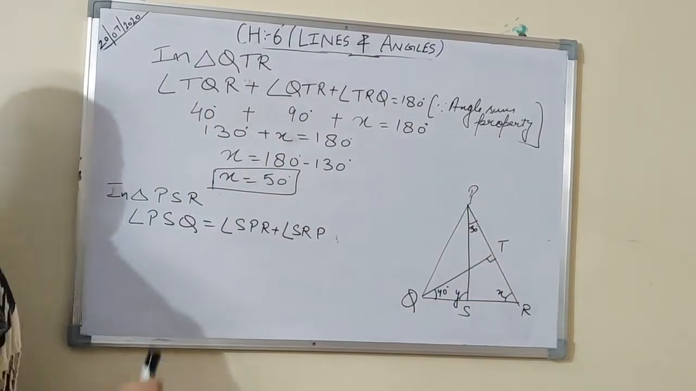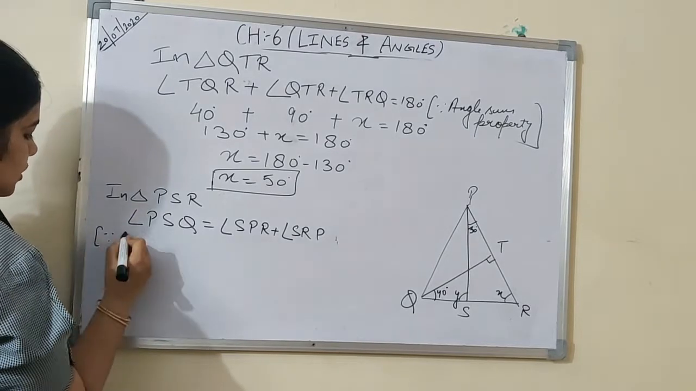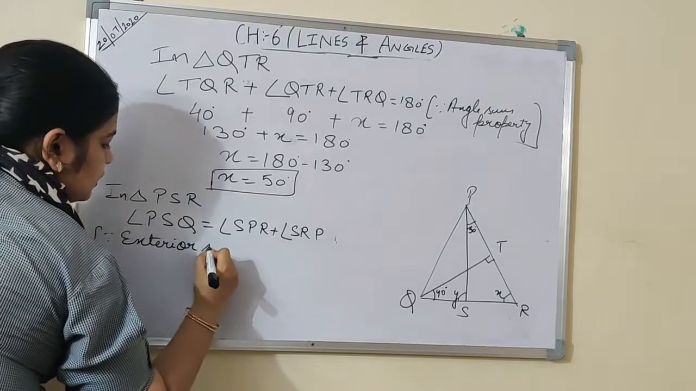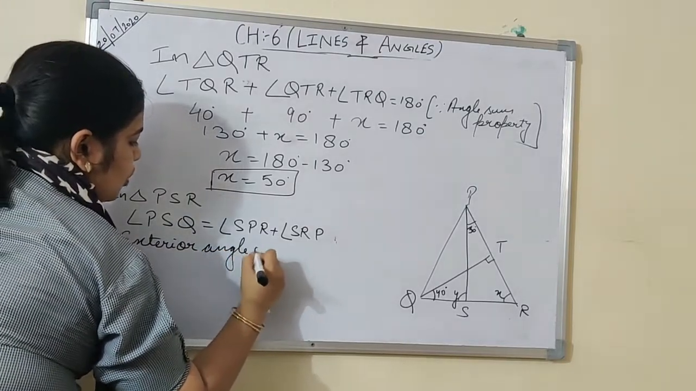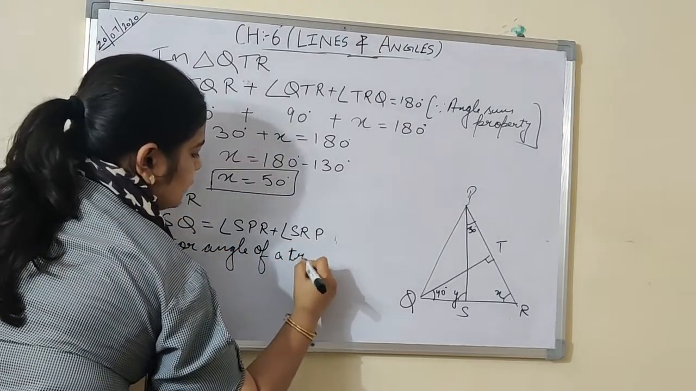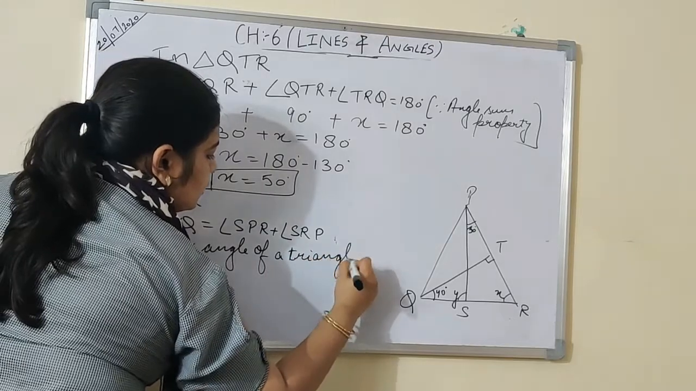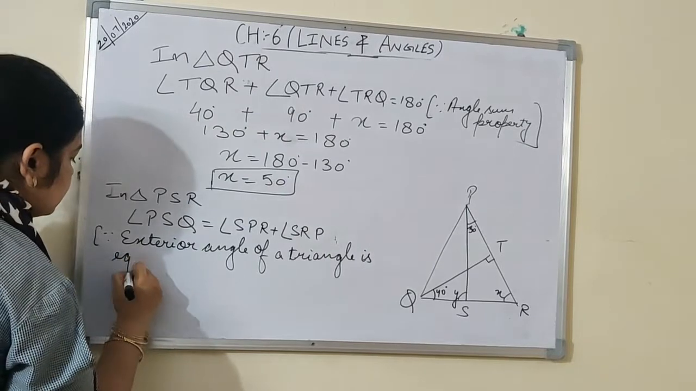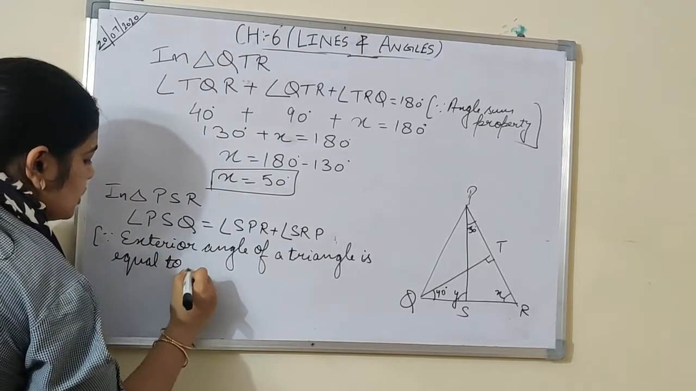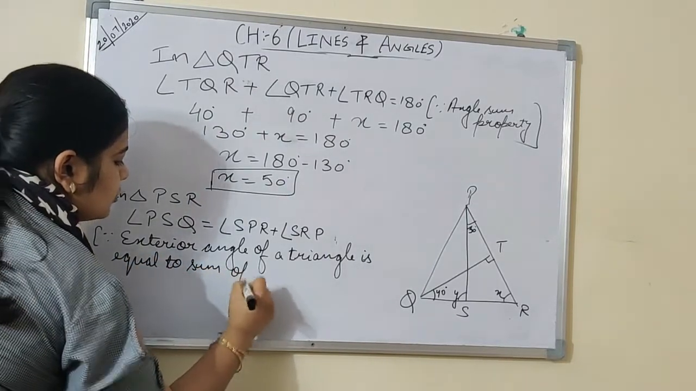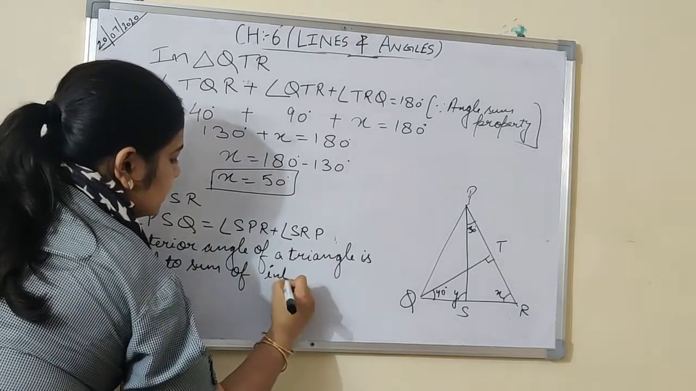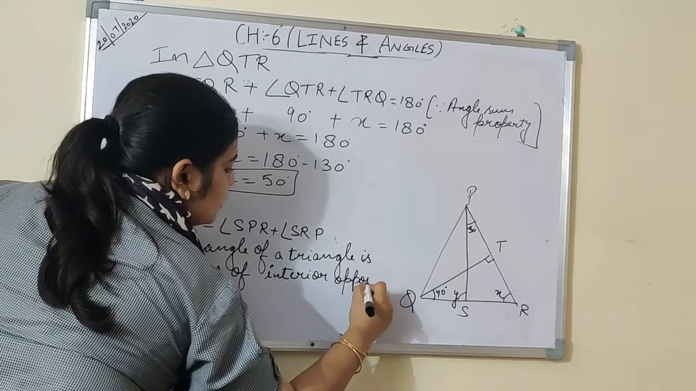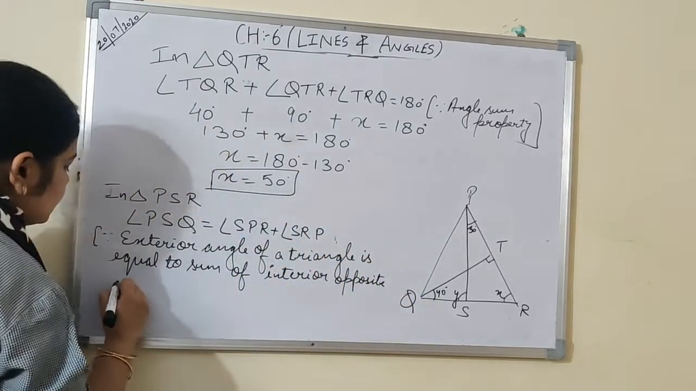As that theorem says, the exterior angle of a triangle is equal to the sum of interior opposite angles.